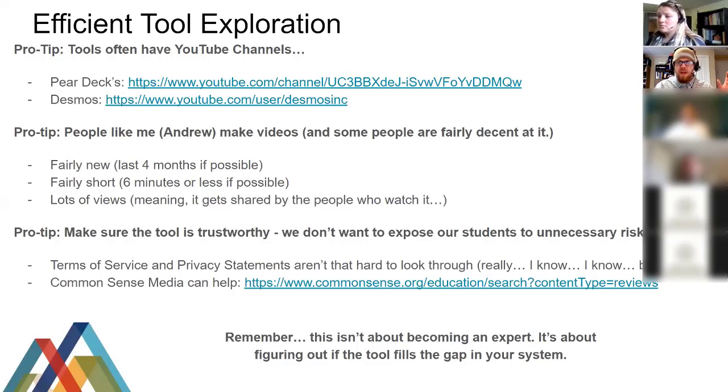Also, Common Sense Media can help. That link right there will take you to their searchable database of tech reviews. They've got teaching and learning reviews, community reviews, and data privacy reviews that can give you a sense of whether or not this tool is worthy of further exploration.